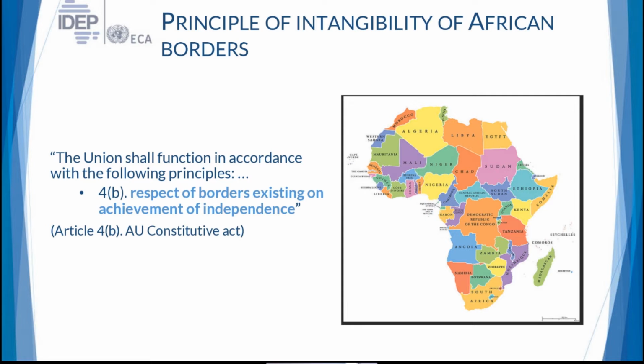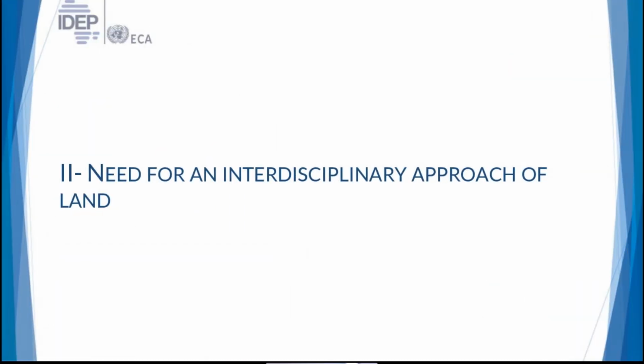So this is also important to understand, meaning that land, we should look at it also in Africa from the perspective of borders. You know that the African Union even has a border program. And we all know that those borders have been inherited from the colonial period. So this is the first aspect that we have just looked at.